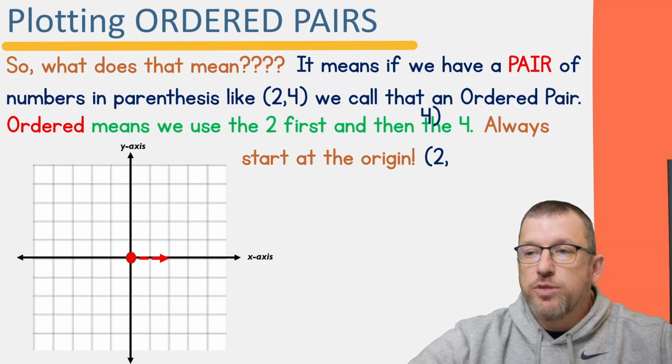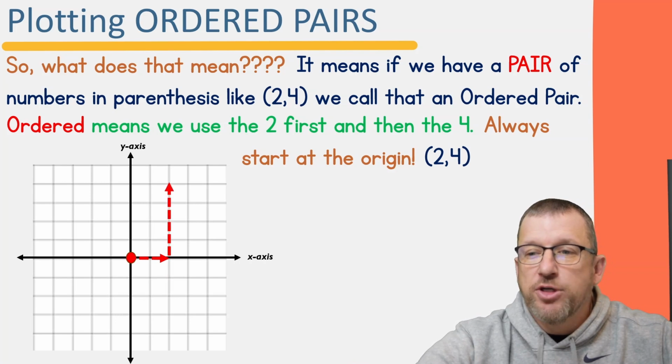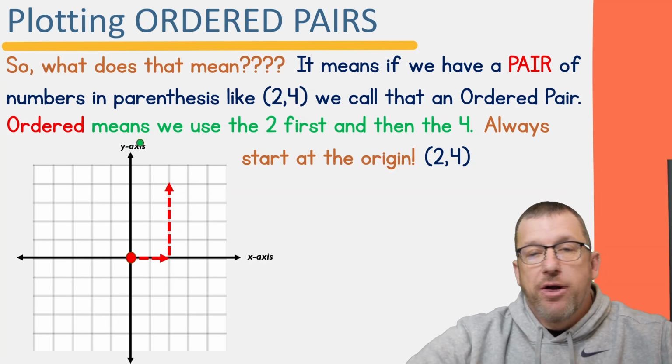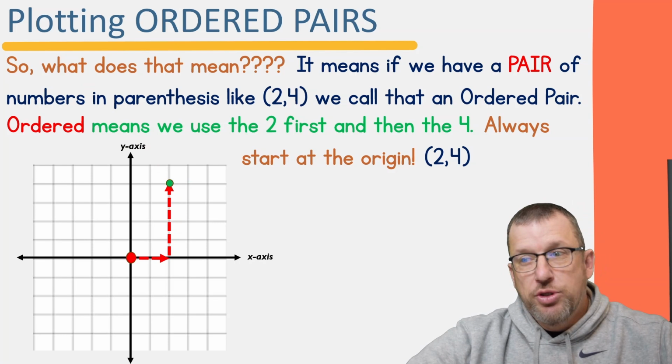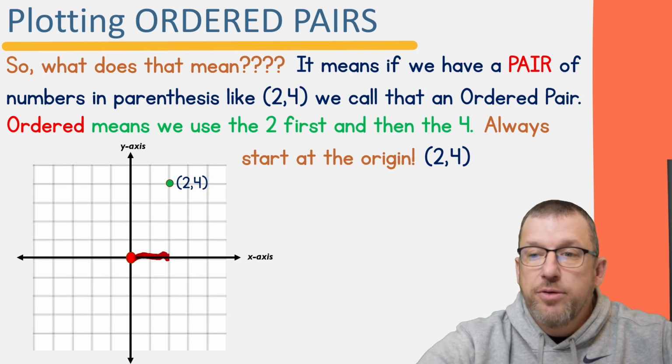The second number says we jump. So we ran over 2 spaces, and then we jump up 4 spaces. 1, 2, 3, 4. And so we end up right there. And that would be where our new point would go. So (2, 4) goes right there. We ran 2 and we jumped 4. Okay, and that's how we got to that.